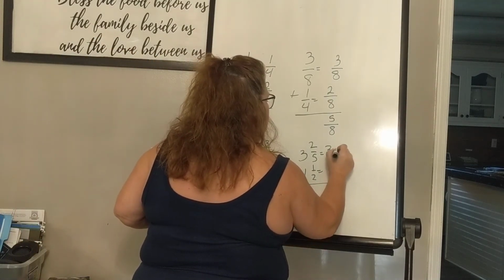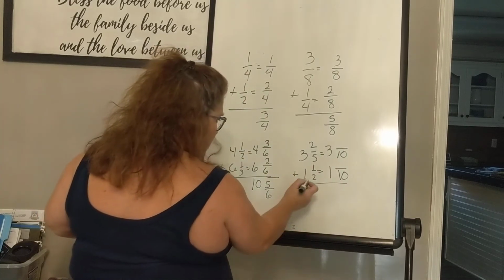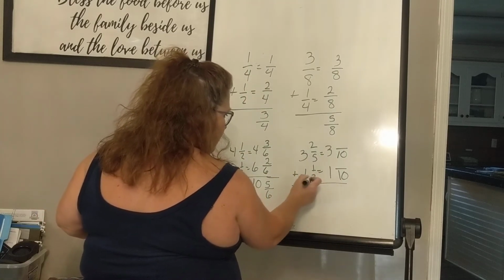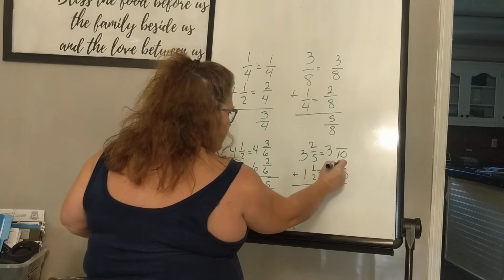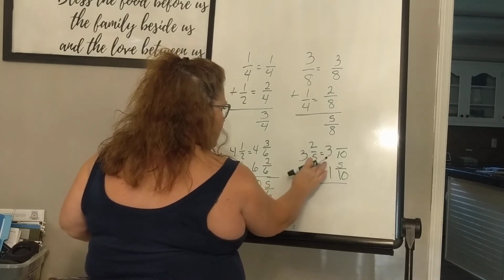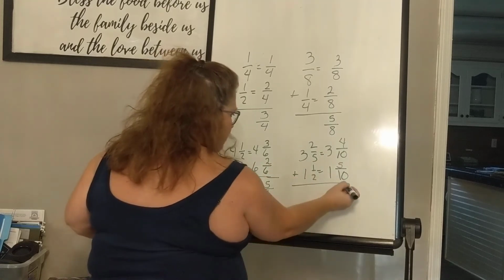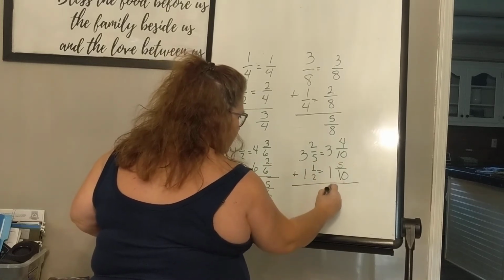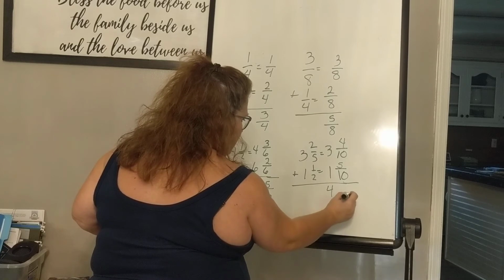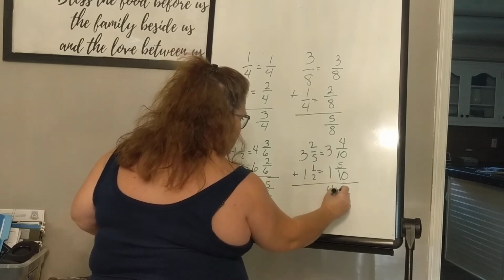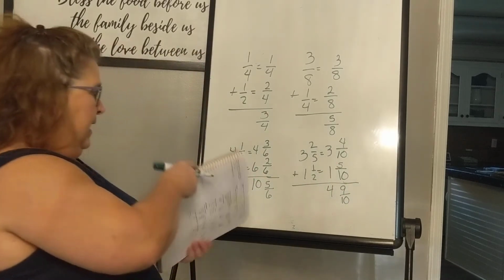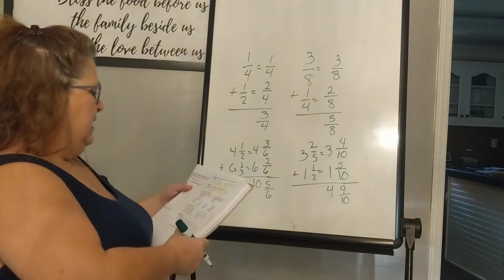Go ahead and write that and get ready to make my equivalent fractions. 2 will go into 10 5 times. 1 times 5 is 5. 5 will go into 10 2 times. 2 times 2 is 4. Add up my whole numbers. 3 plus 1 is 4. My denominator is going to be 10, and 4 plus 5 is 9. So 4 and 9/10 is my answer.